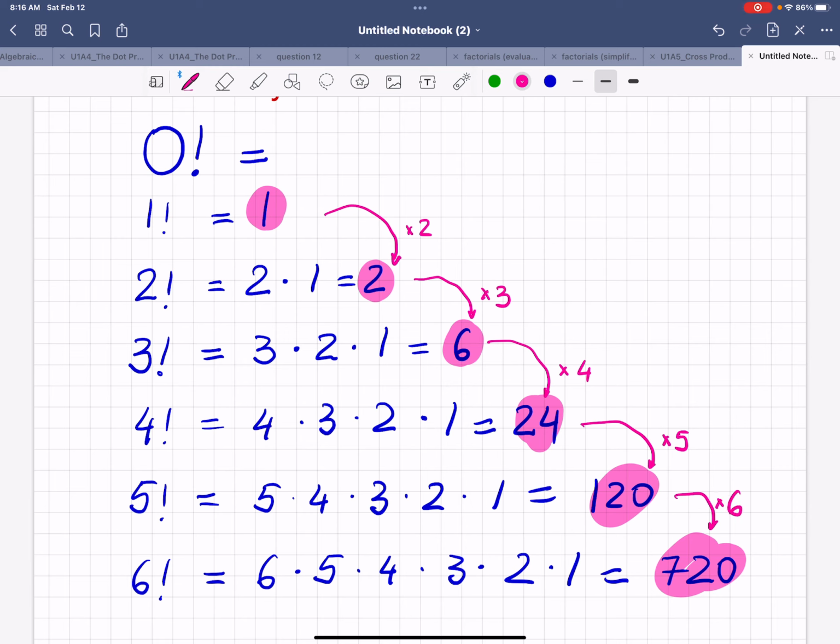Now, we'll work backwards. To go from 720 to 120, we divide by 6. From 120 to 24, we divide by 5. From 24 to 6, you divide by 4. From 6 to 2, you divide by 3. From 2 to 1, we divide by 2.